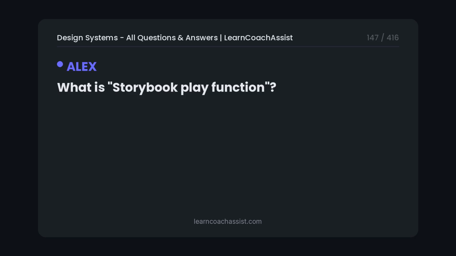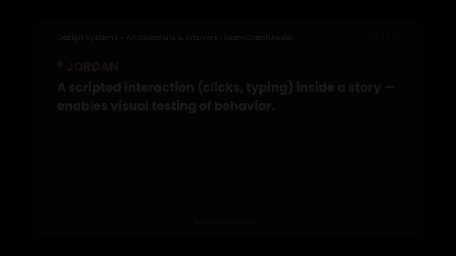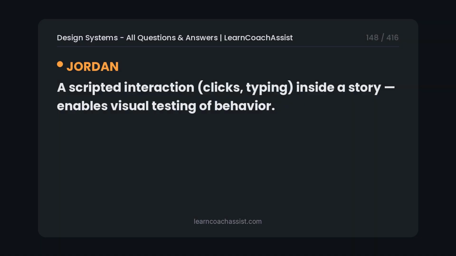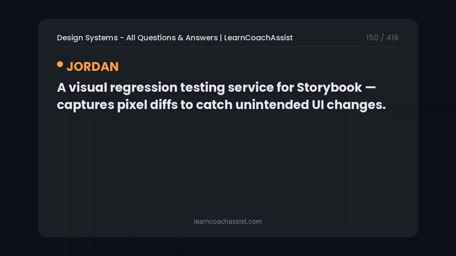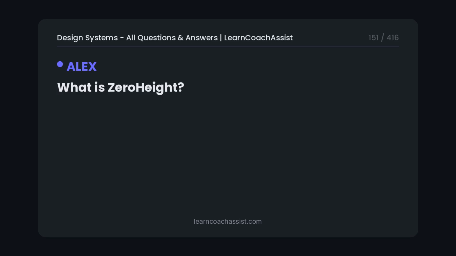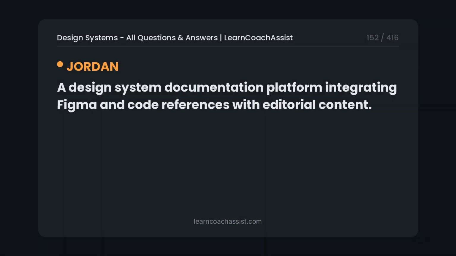What is a Storybook play function? A scripted interaction, clicks, typing, inside a story, enables visual testing of behavior. What is Chromatic? A visual regression testing service for Storybook, captures pixel diffs to catch unintended UI changes. What is zeroheight? A design system documentation platform integrating Figma and code references with editorial content.